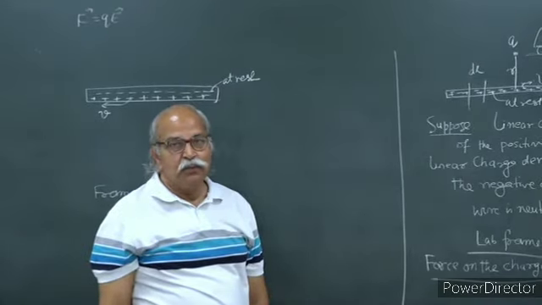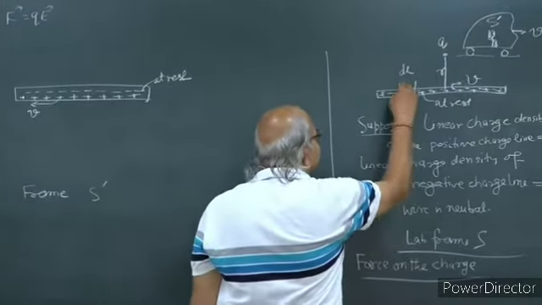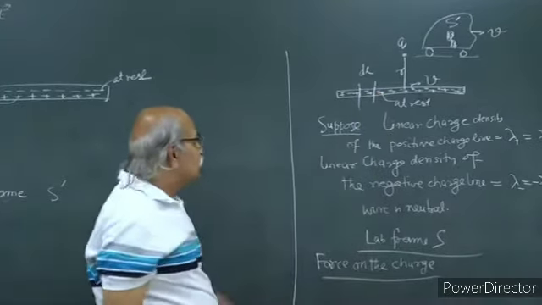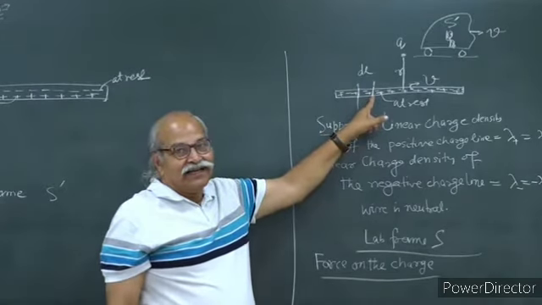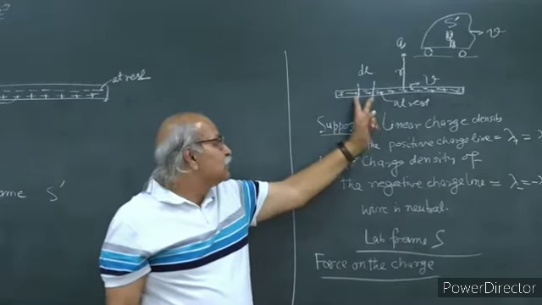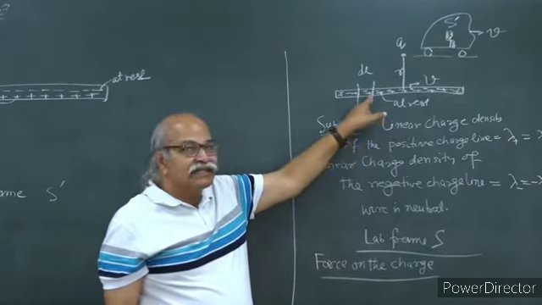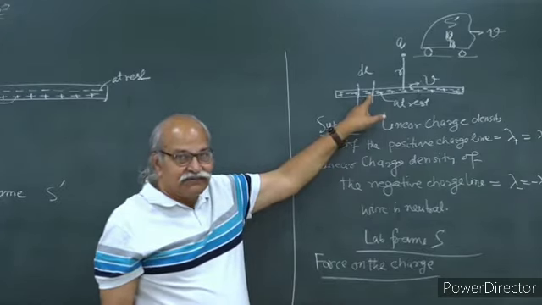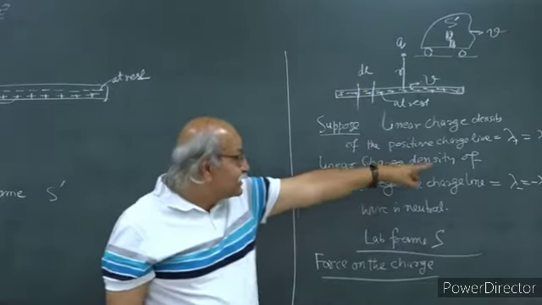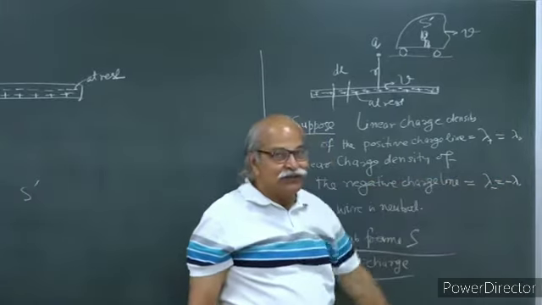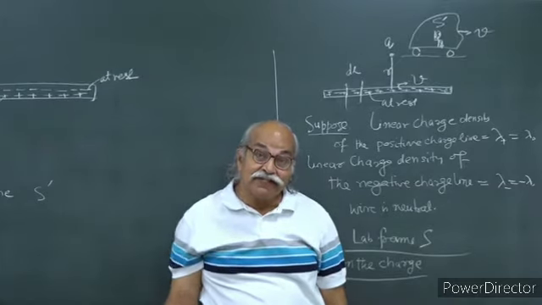Now consider 2 points on the wire. Suppose you have 1 point here and 1 point here. You can put a red line here and a red line here. Then if you see the situation here, the positive charges are at rest and the negative charges are moving, and in this frame the charge density has the same magnitude. What happens to these charge densities as I go to the S prime frame?